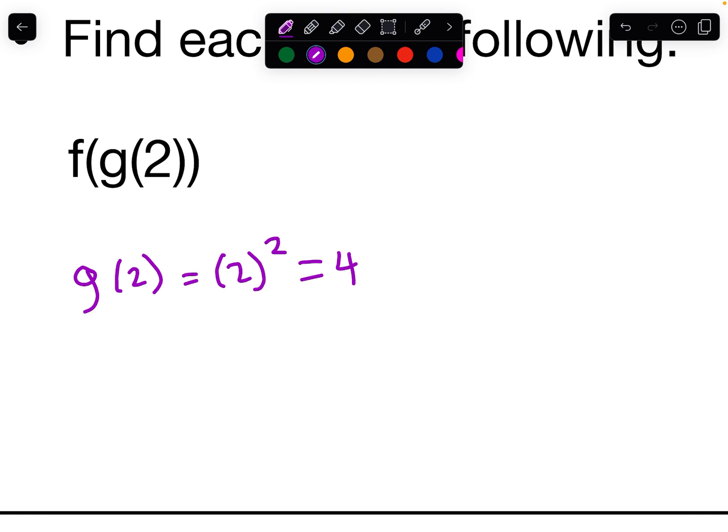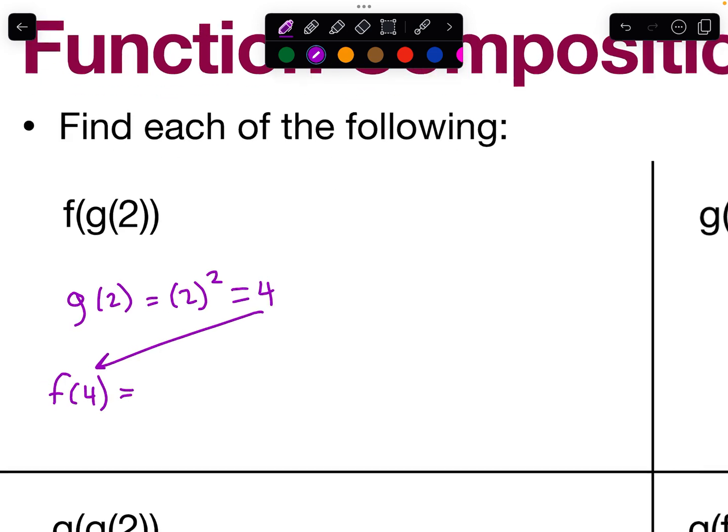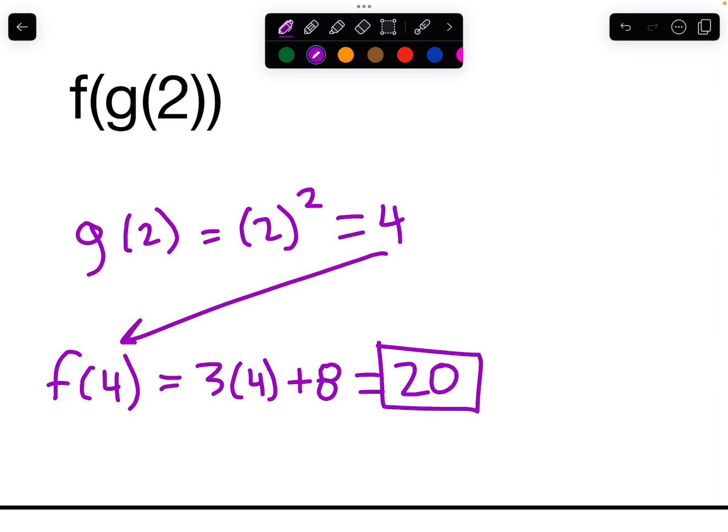This composition now tells us to take that output and make it the input for the function f. So now we have to find f of 4, where that function f says take 3 times the input plus 8. I'll try not to zoom out quite as much going forward so I can avoid giving you motion sickness maybe. But when you calculate this, you'll get a final answer here of 20. So f of g of 2 for these two functions f and g is equal to 20.